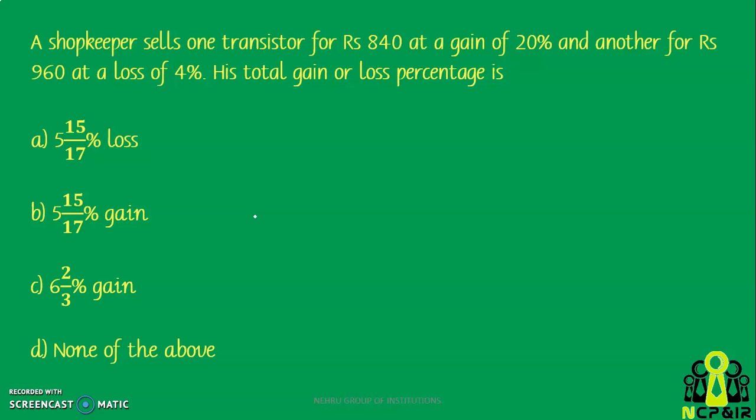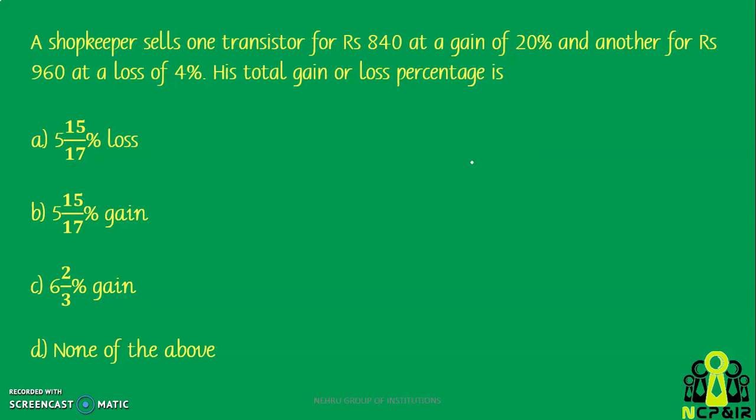So here's the first problem. A shopkeeper sells one transistor for rupees 840 at a gain of 20% and the other for rupees 960 at a loss of 4%. Find his total gain or loss percentage in this transaction. So here the person is selling two transistors, one at a gain of 20%, the other at a loss of 4%. We need to find out what the total gain or loss is in this transaction.